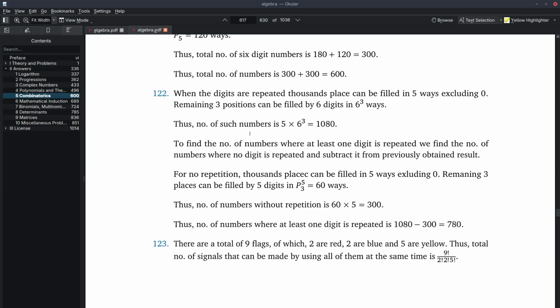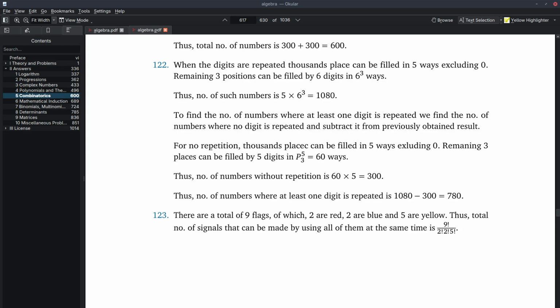Now to find the number of numbers where at least one digit is repeated, we find the number of numbers where no digit is repeated. So for no repetition, thousands place can be filled in 5 ways excluding 0. Remaining 3 places can be filled by 5 digits in 5p3, that is 60 ways. So total number of numbers without repetition is 60 multiplied by 5, that is 300. So total number of numbers where at least one digit is repeated is 1080 minus 300, that is 780.